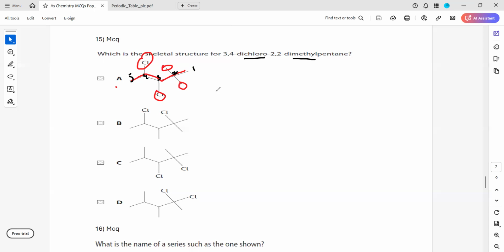So this molecule has the third and fourth positions with 2 chlorines, so we call it dichloro. And 2 methyl groups are there, so it will be 2,2-dimethyl, and 5 carbons in the structure, so we call it pentane. So this is 3,4-dichloro-2,2-dimethylpentane. That's why A will be the answer.